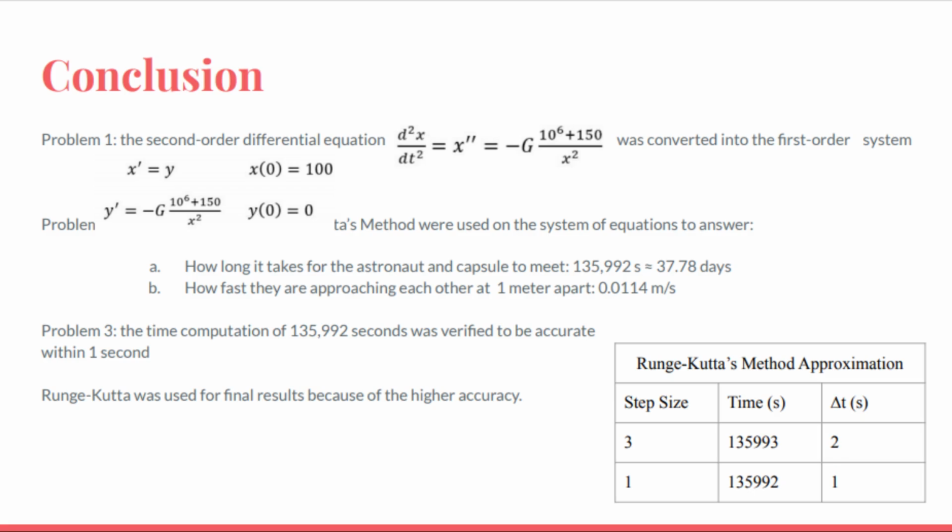However, Runge-Kutta was used for the final results because of a higher accuracy, which was determined because fewer step sizes were needed when solving Problem 2. Problem 3 asks to verify the time computation to within 1 second. This accuracy can be seen from the table, where a step size from 3 to 1 gives a delta t of 1, so 1 second accuracy at 135,992 seconds.